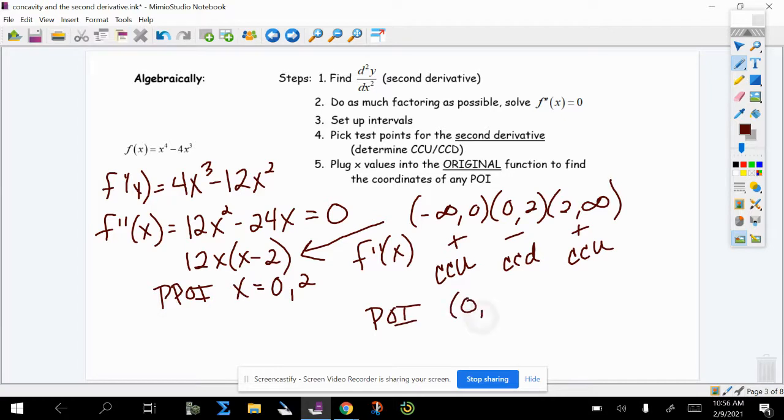And then finally, my last step is I do want full coordinates, and I can find that by going back to the original function. If I put 0 into the original function, I get 0. If I put 2 into the original function, I get 16 minus 32, so I get negative 16. There are not different types of points of inflection. We don't call it something different. If it goes from concave up to concave down or vice versa, we just call all of them points of inflection.